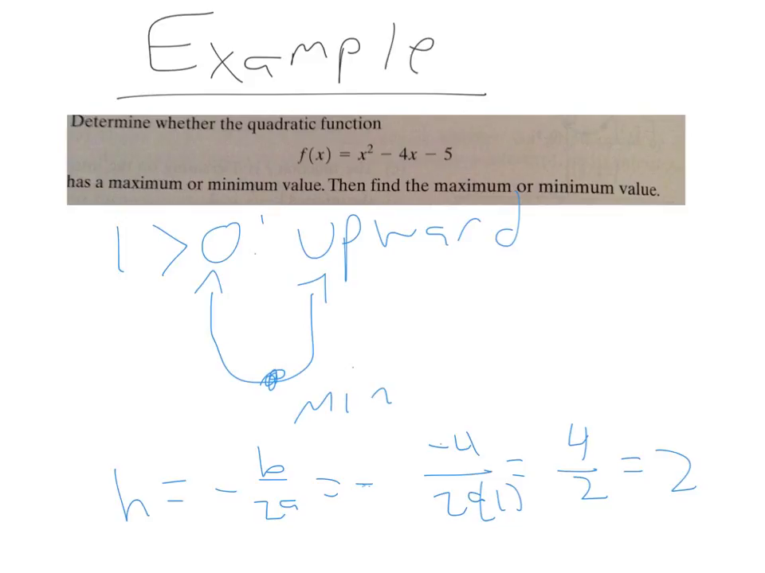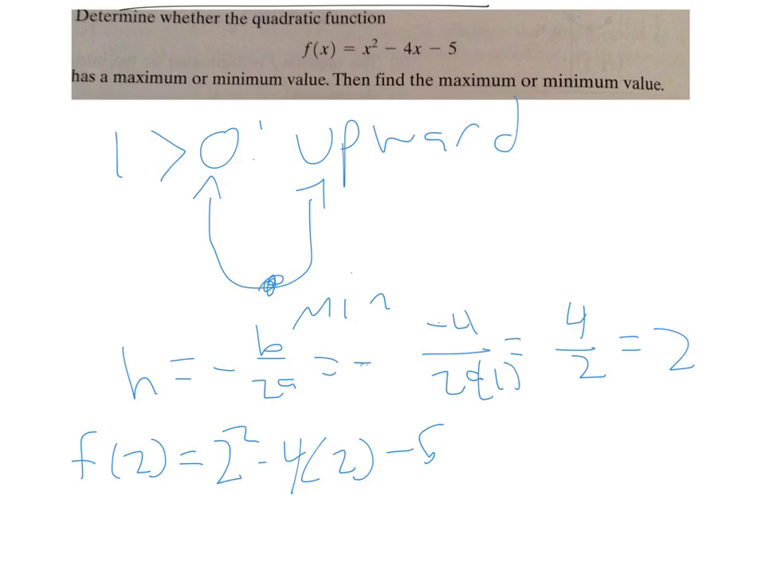Now we can plug that 2 into our function to find the actual minimum value. Alright, instead of x squared, you'd have 2 squared, which is 4. Instead of minus 4x, you'd have minus 4 times 2, which would be minus 8, and then minus 5. So 4 minus 8 is negative 4, minus 5 is negative 9. So our minimum value is negative 9.